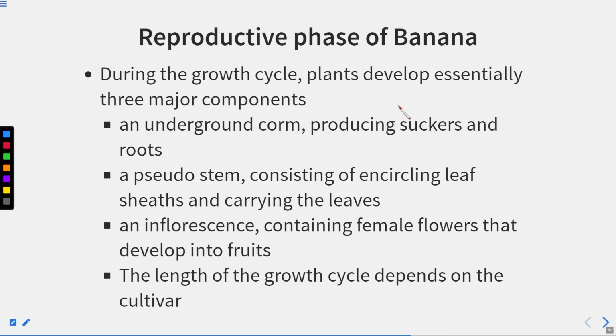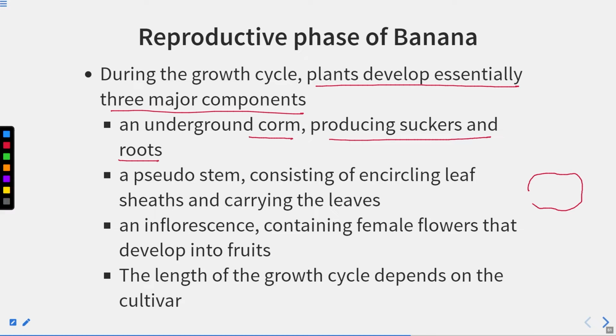During the growth cycle, the plant develops essentially three major components. So this is the reproductive phase actually. Then what happens in this? So an underground corm producing suckers and roots. So here what you see in the underground, there is a corm, this is the ground, and from here the plant is present. So this is the plant of banana, right?